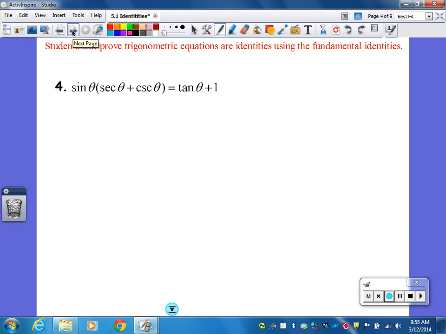Okay, now we need to look at this term. This term has more to it. It's a larger amount of materials. So we know that we have sine, secant, and cosecant. Well, secant theta is equal to 1 over cosine theta.